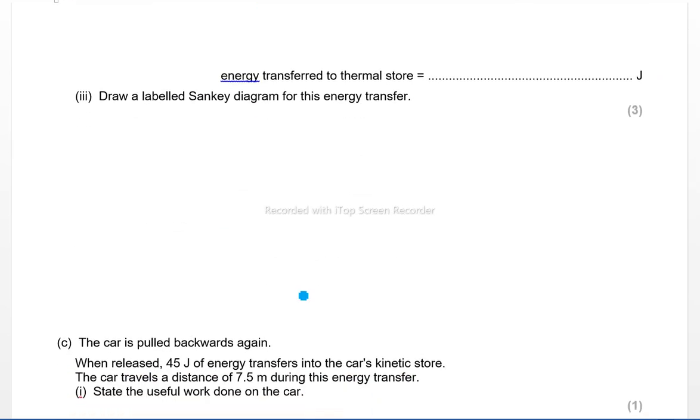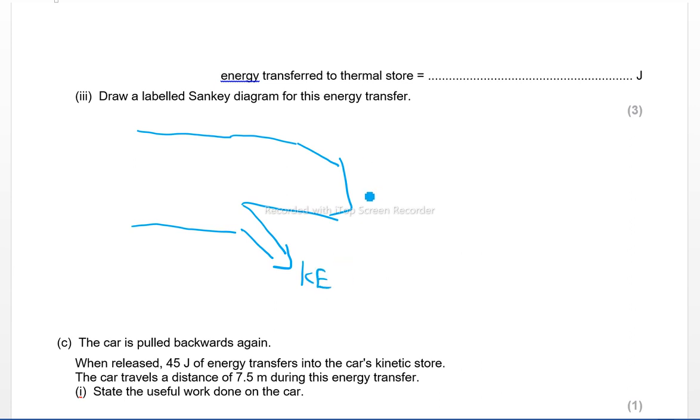Draw a labelled Sankey diagram for this energy transfer. So a Sankey diagram is a diagram which shows the total energy and the different types of energy given out, right? Assume the total energy is this much. Out of that, some of the energy is given out as thermal energy, and a very small amount is given out as kinetic energy. How much is given out as thermal energy? It's 85 joules, 85%, right? And kinetic energy is approximately 15. So when you draw this diagram, this has to be there.